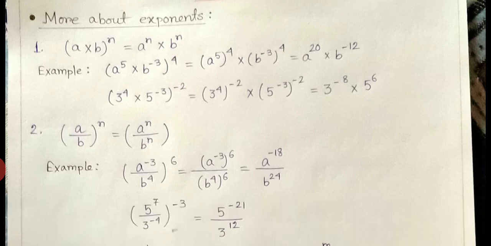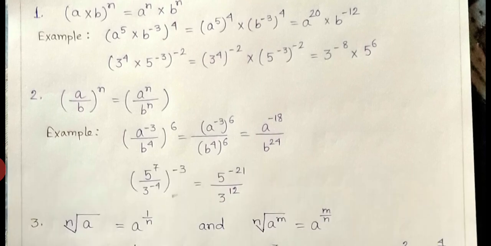The second law: (a by b) whole to the power n is equal to a to the power n by b to the power n. For example, (a to the power minus 3 by b to the power 4) whole to the power 6 equals (a to the power minus 3) whole to the power 6 by (b to the power 4) whole to the power 6, and the numerator becomes a to the power minus 18 and the denominator is b to the power 24.